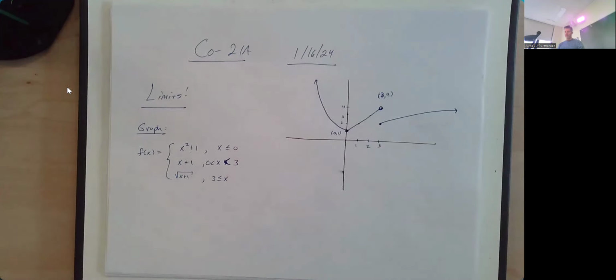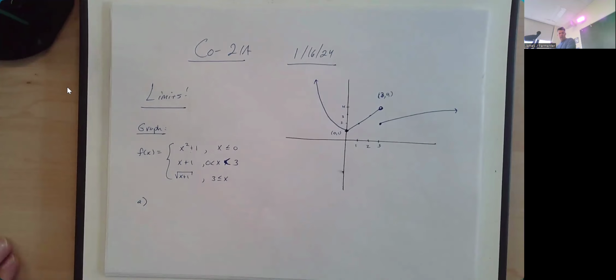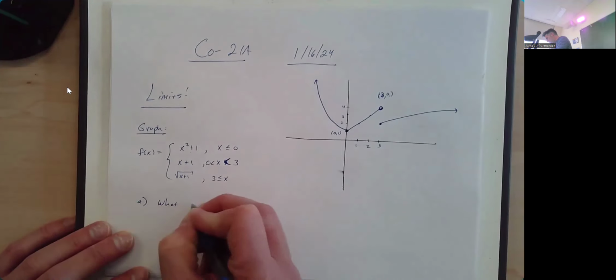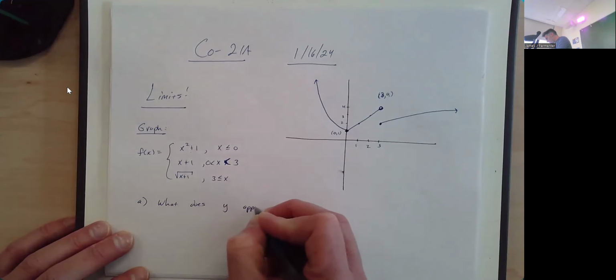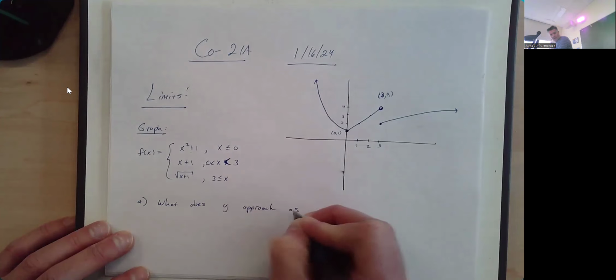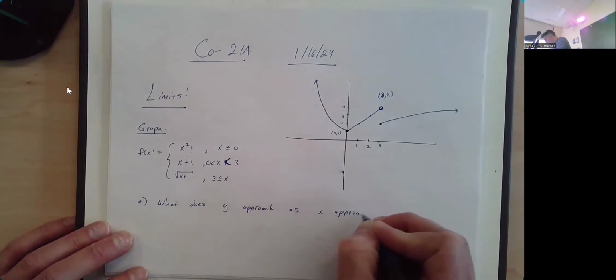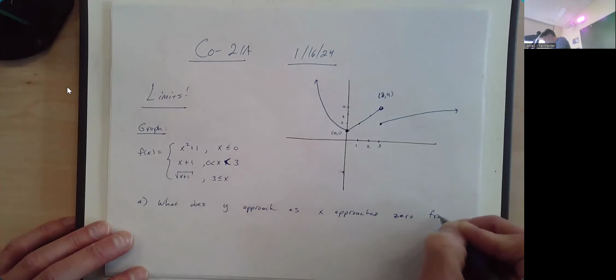Nice, lovely looking graph. Let's talk about some limits of this function f of x. Part A: what does y approach as x approaches 0 from the left side?